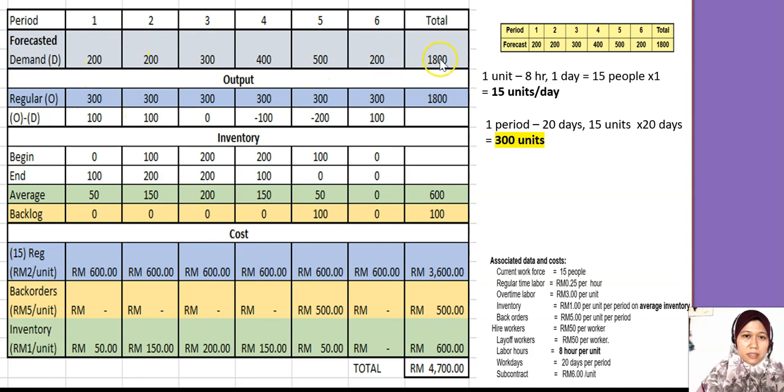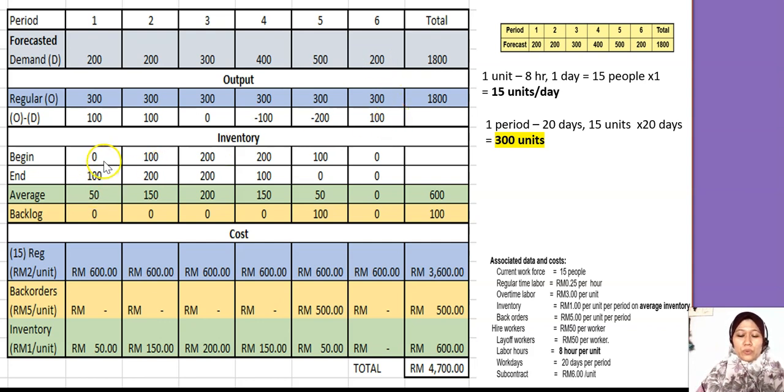Okay, now we want to know the difference. So demand dah tahu, and then we know already regular is 300, so we sum up. So now ni demand cukup dengan dia punya regular, tapi dia akan ada short juga. Okay, the first period we have to calculate the output minus the demand. 300 minus 200 we have 100. 300 minus 200 we have 100. 300 minus 300 is 0. 300 minus 400 is negative 100. 300 minus 500 is negative 200. 300 minus 200 we have 100.